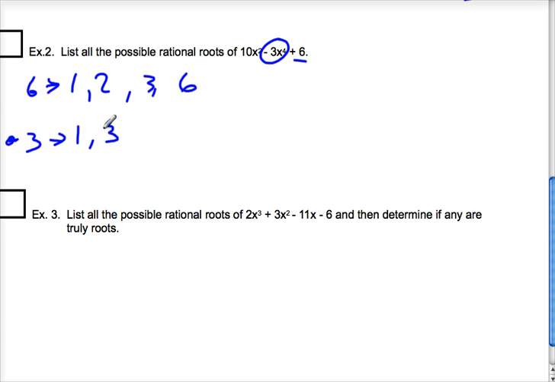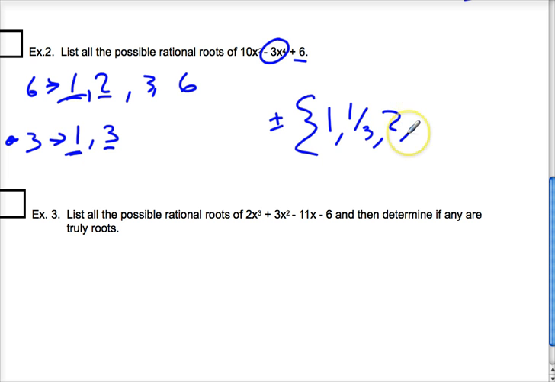So possibilities, plus or minus. 1 over 1 is 1. 1 over 3 is a third. 2 over 1 is 2. 2 over 3 is 2/3. 3 over 1 is 3. 3 over 3 is 1. We already listed that one. 6 over 1 is 6. And 6 over 3 is 2, and we already listed that. So this one also has 12 possible factors.